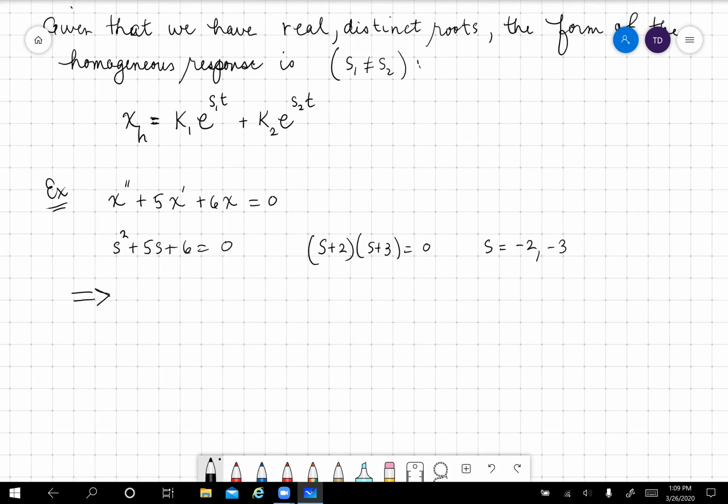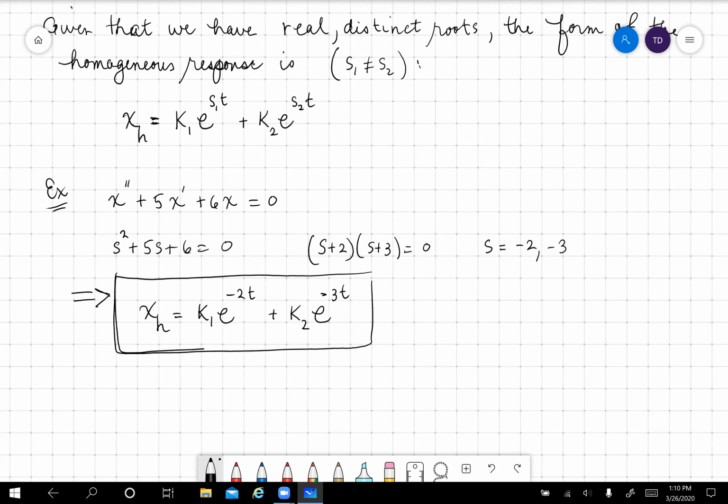Therefore, the homogeneous response is xH equals K1 e to the -2t plus K2 e to the -3t. That is the solution. That is the homogeneous solution. And it will be the full solution because it's only a homogeneous differential equation. So that's how easy it is. All that work we did just to tell you that's the answer.